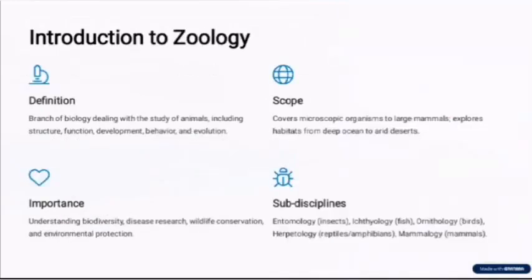Okay, so far, any question before we now enter into zoology? Okay, I'll take that as a no.